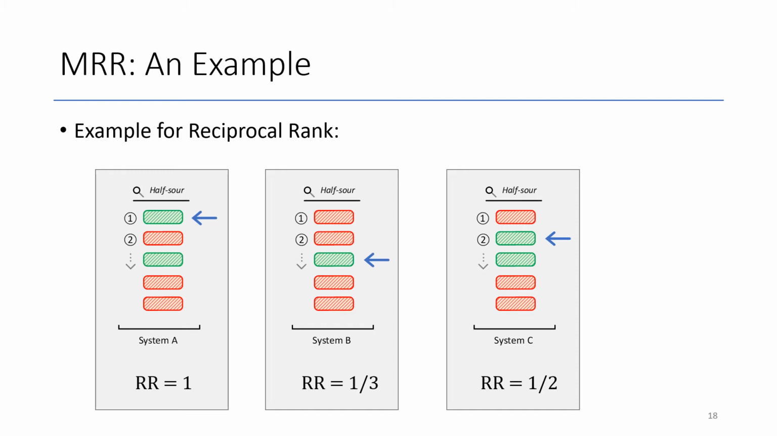And here, as an example, in our 3 search systems, we have 3 different first ranks of relevant documents. In the first, we have the reciprocal rank at 1, the reciprocal rank at 1/3 for the second, and a half for the third. And I say reciprocal rank here because the M in MRR stands for mean over multiple queries. And here we only look at a single query.